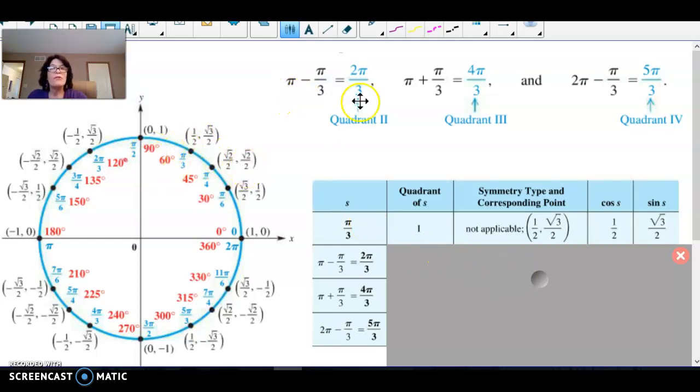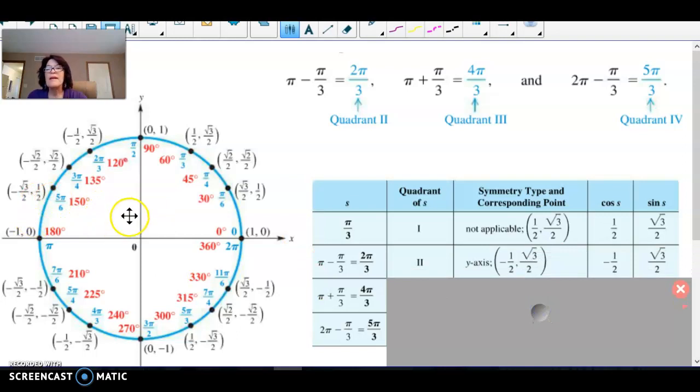Now, if we go over here to quadrant 2, I'm showing you this. Pi minus pi over 3 is 2 pi over 3. Can you see 2 pi over 3 right here? If you didn't quite get this completed, you can get it completed now. In quadrant 2, it's symmetry across the y-axis to where pi over 3 was. They're symmetric across the y-axis. Does that make sense? So their y-coordinate is the same, but their x-coordinate is opposite.